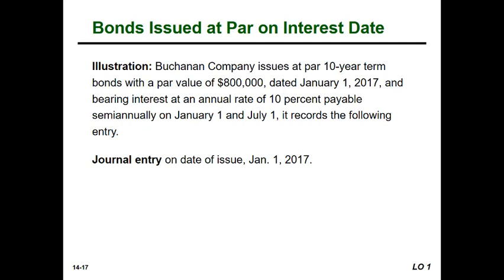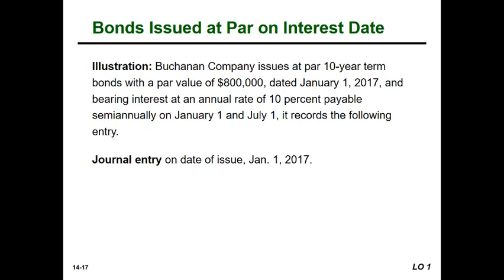Now, the interest date is every 6 months, semi-annually, January 1st and July 1st. So when we issue on January 1st, there's a full 6 months before we get to July 1st. These are 10-year term bonds. They have a par value, which means their face value, or the amount of our obligation at maturity, is going to be $800,000. We're issuing on January 1st, 2017. And there is an annual rate of 10% payable semi-annually. You always want to take into account those things like semi-annual or quarterly, because that's going to help you break apart everything.